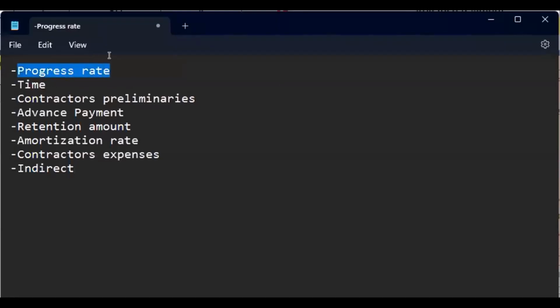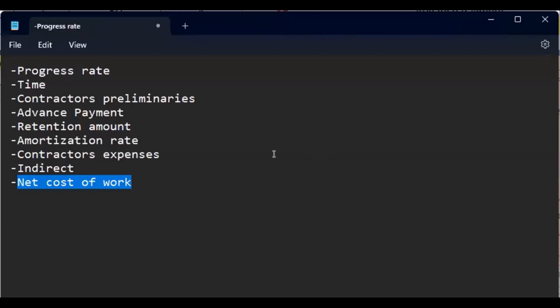We need to define our progress rates. We need to define the time interval. We need to define the contractor's preliminaries. We need to define the advance payment. We need to define the retention amount. We need to define the amortization rate of our advance payments. Then we also need to define the contractor's expenses, indirect expenses. And then, of course, we need to define the net cost of the work. This net cost of the work is the net cost of the actual contractor's work, and does not include profit, overhead, or any other add-on that you're going to be considering.